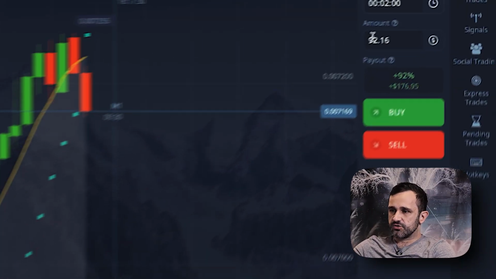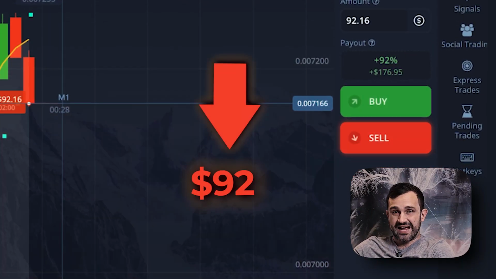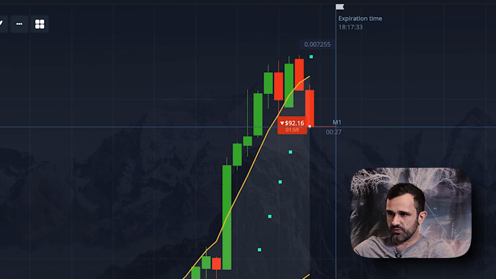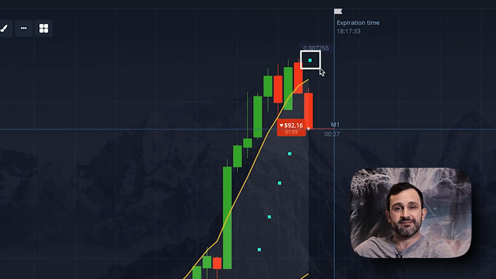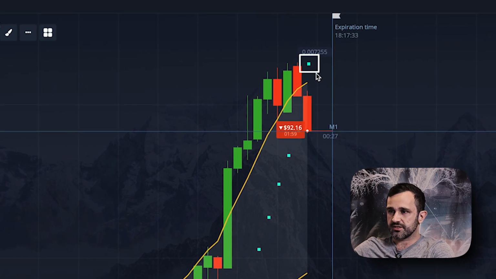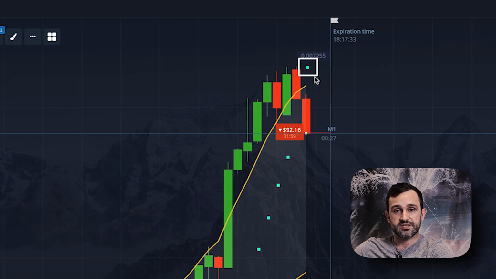Now I'll open a $92 short trade and show what exactly convinced me. After a strong rise, the price reached the upper Keltner boundary and failed to hold above it. The market started returning inside the channel. That's a clear sign of overheating.